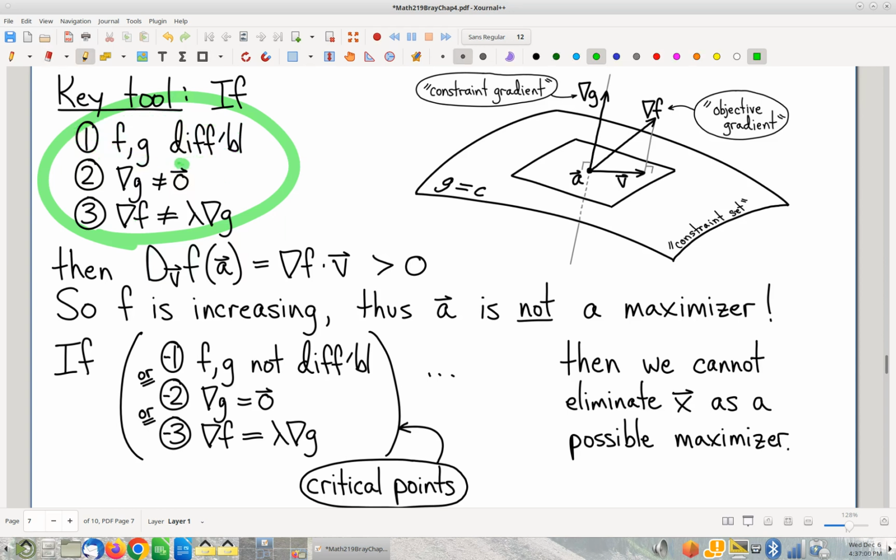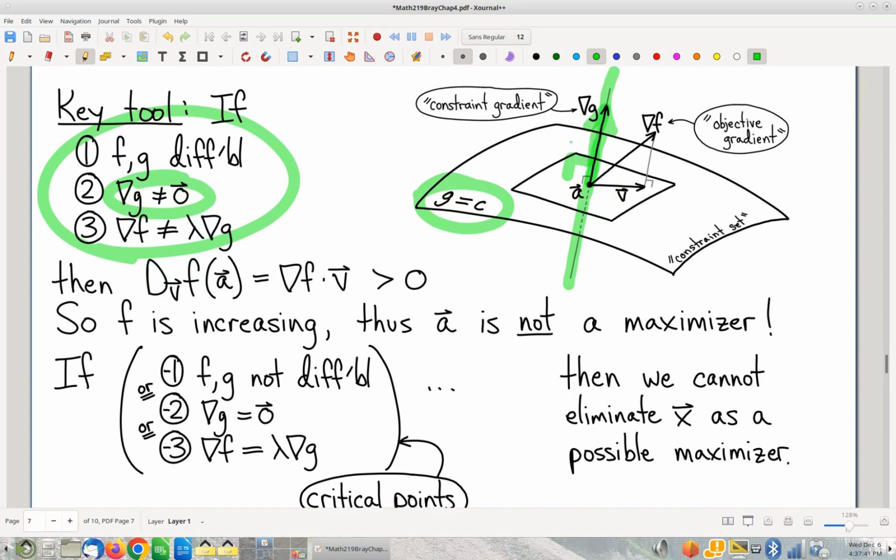Second, why do I need the gradient of g to be non-zero? Well, the gradient of g, this is the gradient of the function whose level set I'm looking at. And recall from Chapter 2, which we know applies because this function's differentiable, gradients are always perpendicular to level sets. And so this vector is actually going to define an entire line perpendicular to my surface. And having this line perpendicular to the surface at that point is going to be really important for the argument that we're about to make.